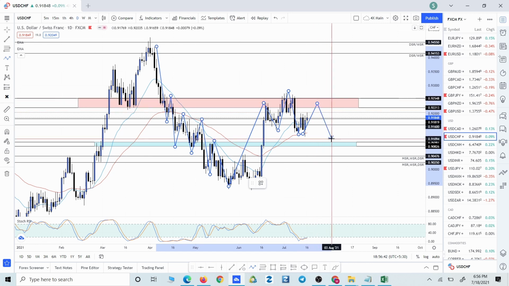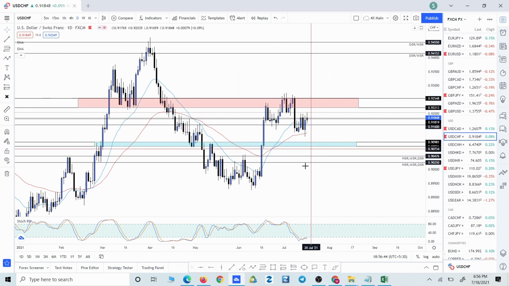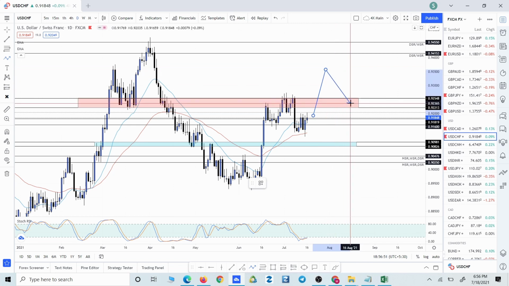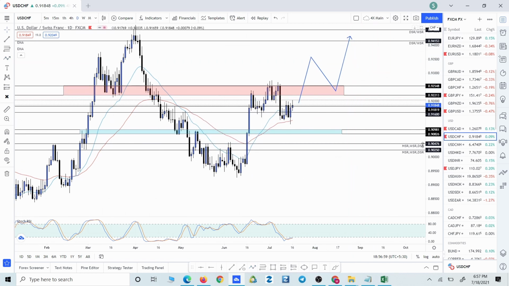indication to go short. If the price doesn't follow our analysis and breaks and closes higher, in that scenario we will be waiting for the price to retrace back to this zone. Then we can look for the entry on the smaller time frame like 4 hour to go long. So that will be on USDCHF.